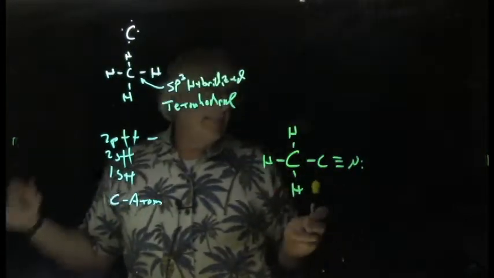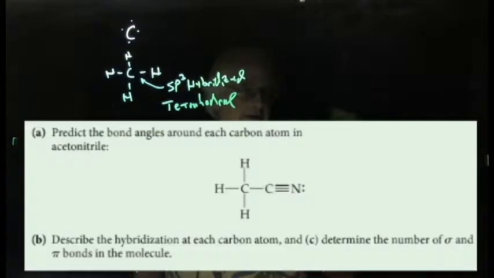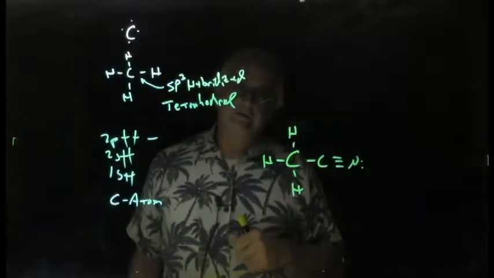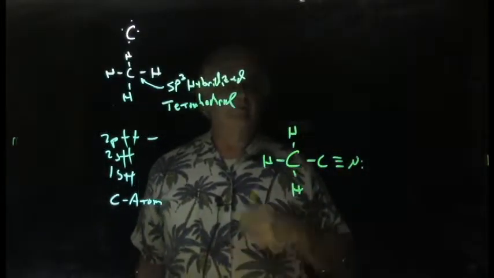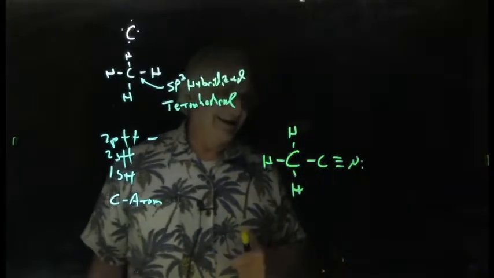There. Now, one of the example problems from the text is this molecule, and they ask you to determine the hybridization of the 2 carbon atoms, determine the number of sigma bonds, the number of pi bonds, and also the bond angles.